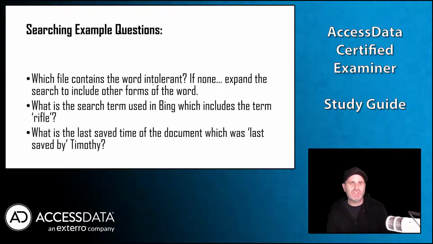Now, some example questions that we're going to go over with searching. So which file contains the word intolerant? And if you don't get any hits, expand the search to include other forms of the word. There's several ways to do this. In this case, we're going to use the search options to modify how strict FTK is when it searches.